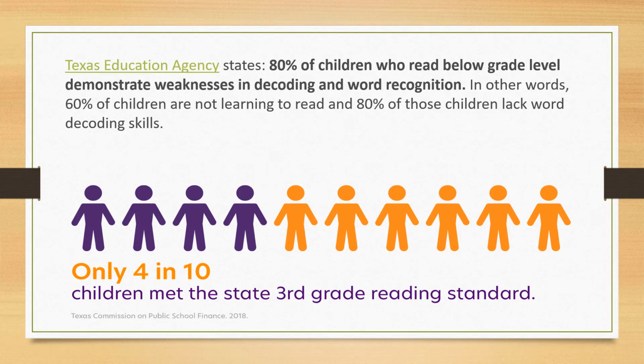Now, let's look at our reality. TEA states that 80% of students who read below grade level demonstrate weakness in decoding and word recognition. Here's another reality: only 4 out of 10 students met the 3rd grade reading standard. But it doesn't have to remain that way. Looking at this data tells us why it is important that we explicitly teach each component of reading so that we can build successful readers and change the future of our students.